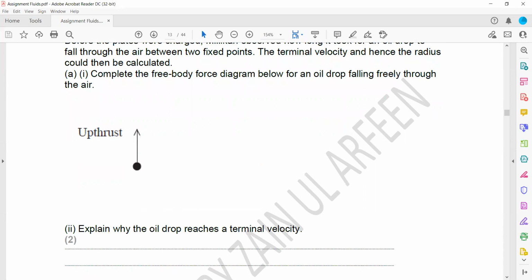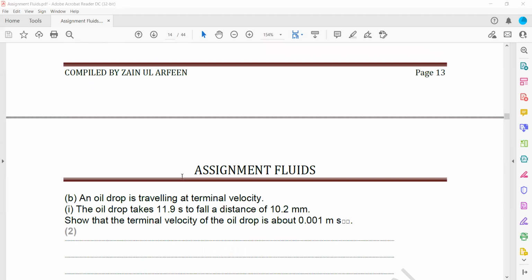So if the drop is moving at a terminal speed, the downward force must equal the upward force. Explain why the oil drop reaches a terminal velocity: there is no resultant force, or we can say weight is equal to upthrust plus viscous drag. That's why it reaches a terminal velocity.